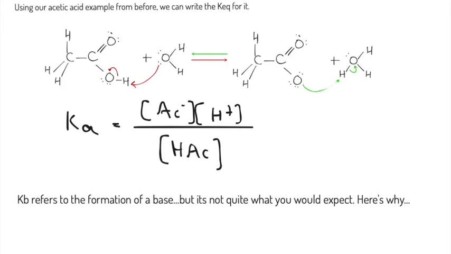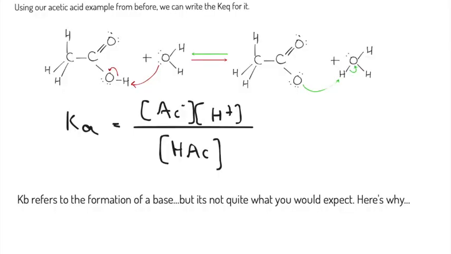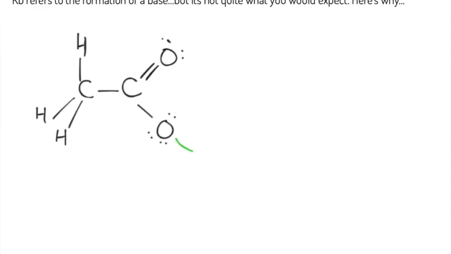So Kb refers to the formation of a base, but it's not quite what we would have expected. And this is why. Muy importante. So first of all, we need to acknowledge that this is the forward reaction, and the reverse reaction would be these two things flipped over. However, this isn't considered the basic reaction. It's considered the reverse reaction. The basic reaction takes our acetate ion that's formed, and then it's going to have this acetate ion interact with water.